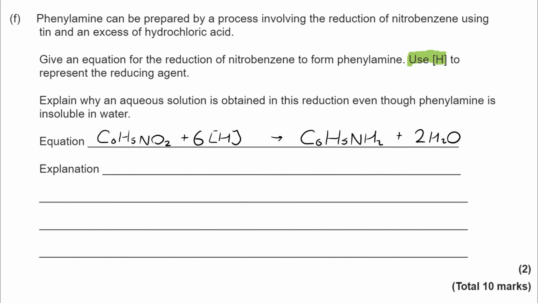Why would this be an aqueous solution? Phenylamine is insoluble in water. Well, actually, we also know we're doing this in an excess of hydrochloric acid, and we know, with our knowledge from elsewhere, zwitterions, etc., we know that NH2 can become NH3+, which can then combine ionically, bond ionically with chloride ions. Essentially, it will become ionic, and because it's ionic, that makes it soluble in water.